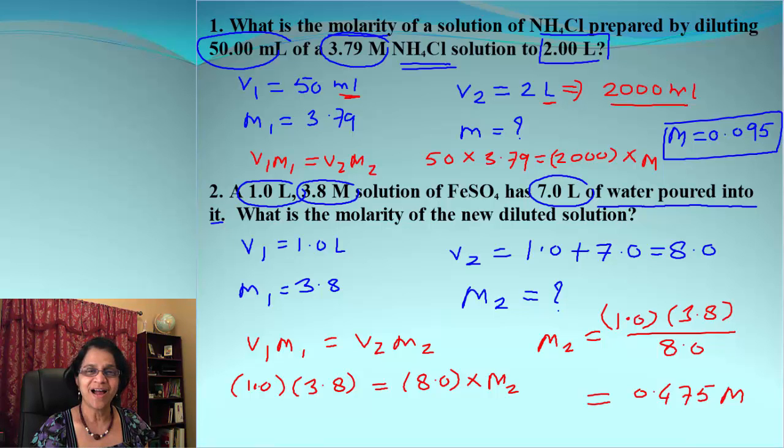So there you go. We learned now how to dilute chemicals and get the desired molarity.